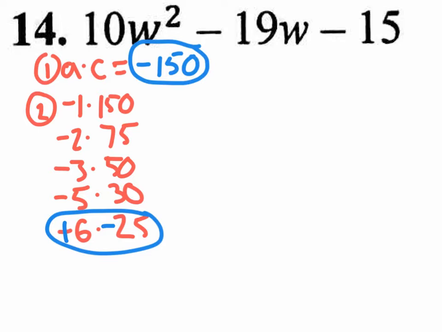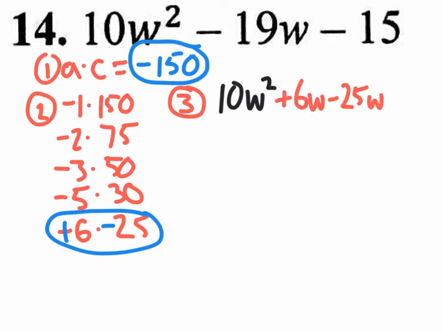Now step 3 itself is to rewrite your whole trinomial but make it as a polynomial. Change your 3 terms to 4 terms. How? By taking these pair of numbers and rewriting your middle value as those two pair of numbers. So let's do that. We're going to have a 10w squared plus 6w minus 25w. And of course at the very end the minus 15.